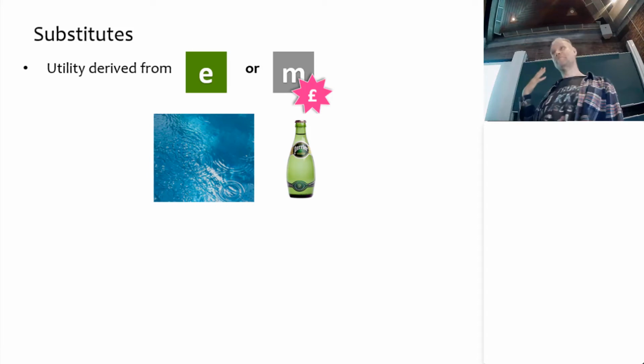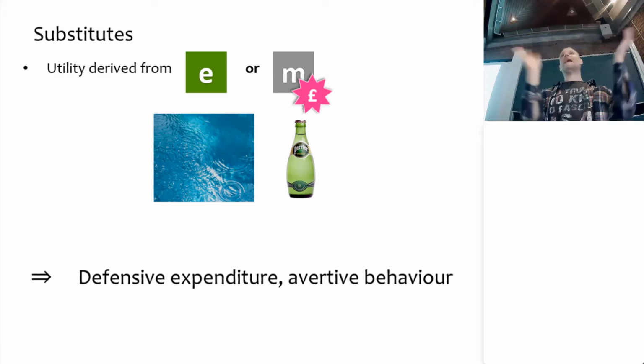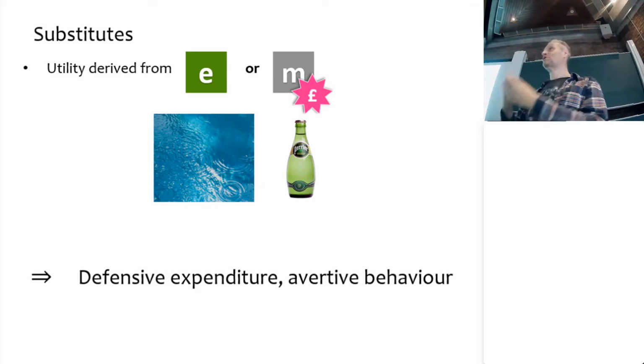But here the idea is very simple. You substitute a marketed product for a product that comes for free, right? So that is one thing you can do, and this comes under the heading of defensive expenditure or averted behavior, where there's something bad in the environment and you make an effort or you spend money to avoid that badness or mitigate its implications, right?